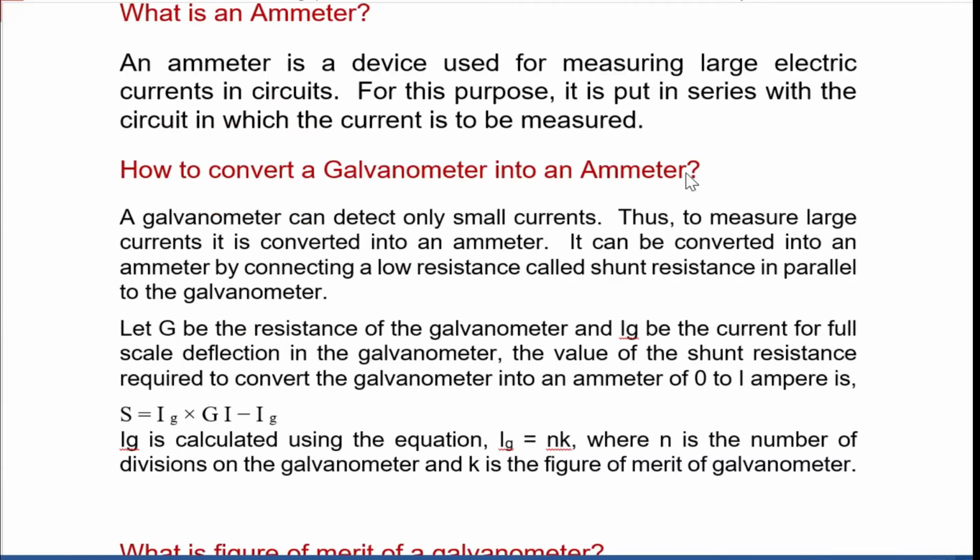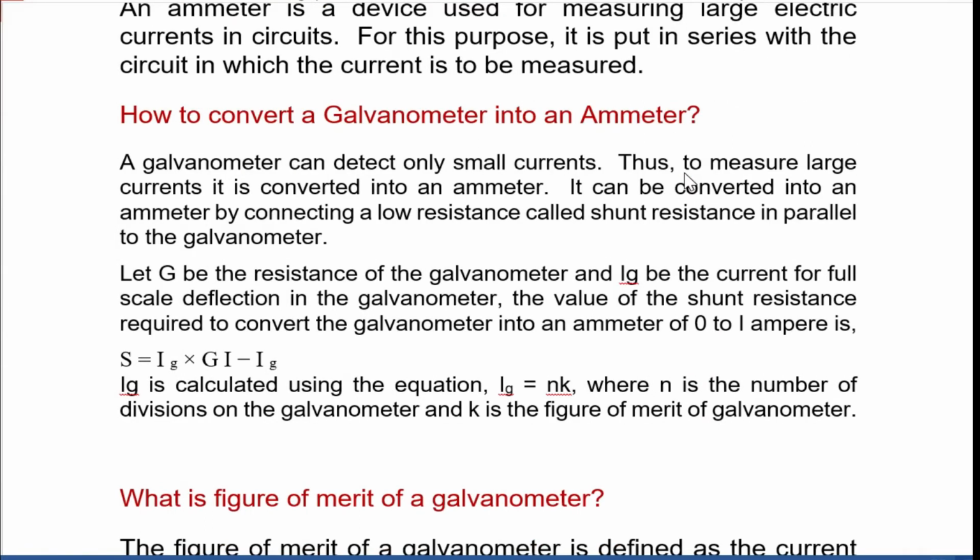What is an ammeter? An ammeter is a device used for measuring large electric currents in a circuit. For this purpose, it is put in series with the circuit in which the current is to be measured.